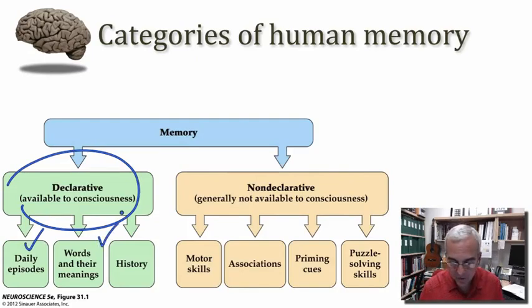So with declarative memory, we have access to our lexicon that allows us to report the content of that memory. It provides a personal history of our life events. Declarative memory, sometimes called episodic memory, is that memory for which we can declare its content. It reflects the daily episodes of our lives.